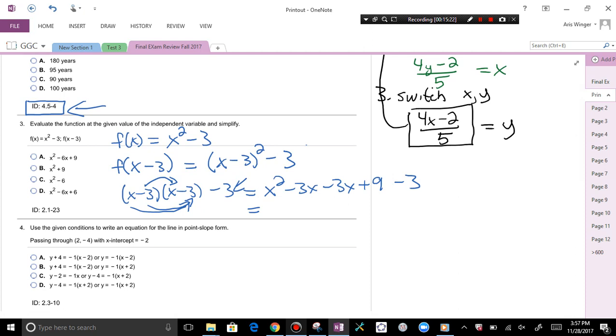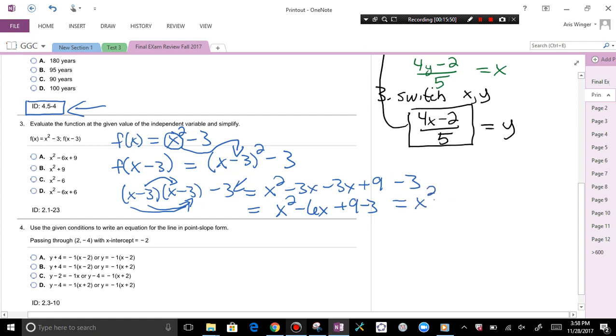The original function was x squared minus 3, and so in place of this x, you put x minus 3. x squared minus 6x plus 9 minus 3, x squared minus 6x plus 6. For me, the answer is D.